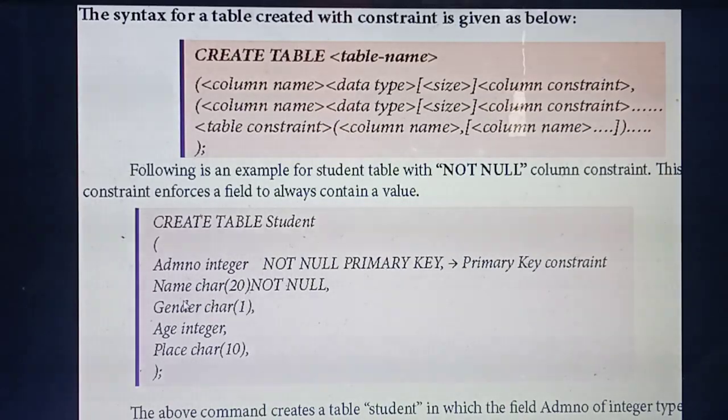Understand? Next, what's the column name? Gender. Gender is of type character. The size for gender: you can enter either female F or M, so the size value is 1. Then age and place. Understand what we mean by constraint? Here you are giving conditions or constraints for two columns. What are the columns? Admission number and name. Do the remaining fields have any constraints? No, the remaining fields will not have any constraint. The first two columns, admission number and name, will have the not null constraint.